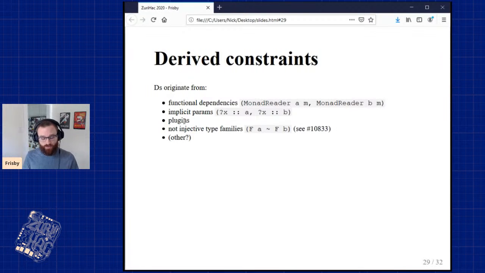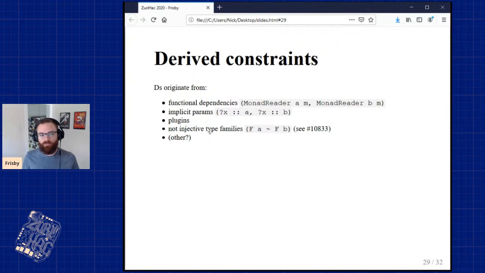And then plugins. So oftentimes when my plugin realizes two types should be equivalent, the easiest thing for me to do is to actually just emit a derived equivalence and let GHC's built-in rules decompose that equivalence and break it down and do all the necessary unifications.